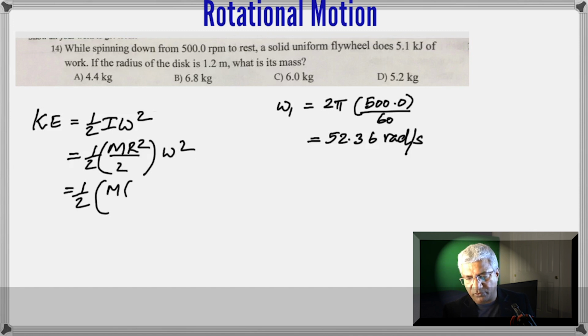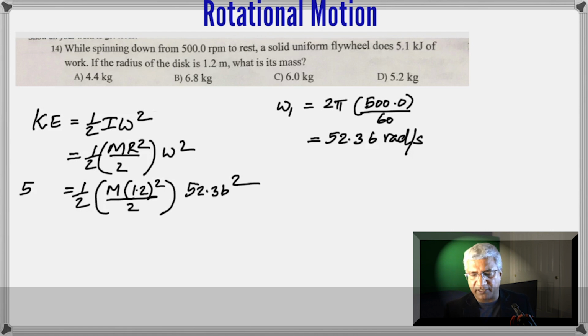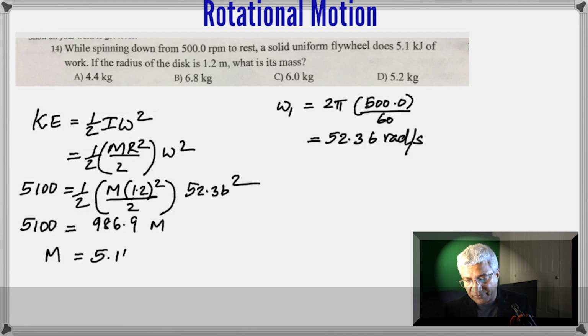And we don't know the mass, we know the radius is 1.2 squared by, put that 2 there, and we got omega. And we are given the kinetic energy as what? 51, no, actually it's 5.1 kilojoules. Kilo is 1,000, so that makes it 5,100. And then do the math. I don't want to read the math. When you do the math carefully, you will get the mass as 5.167 kilogram.